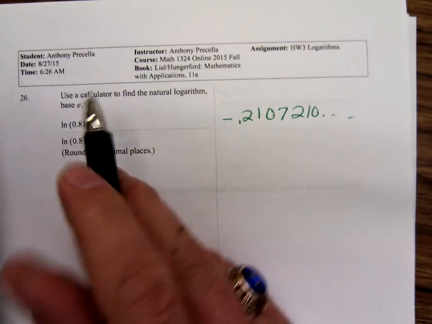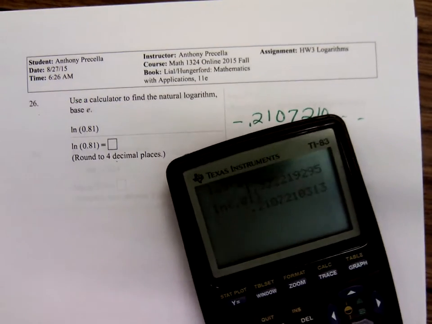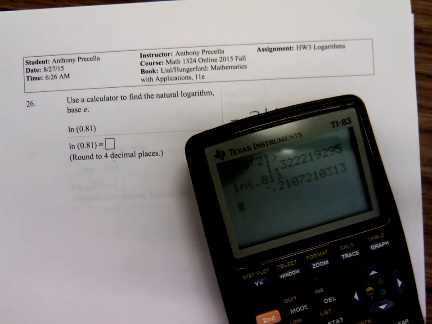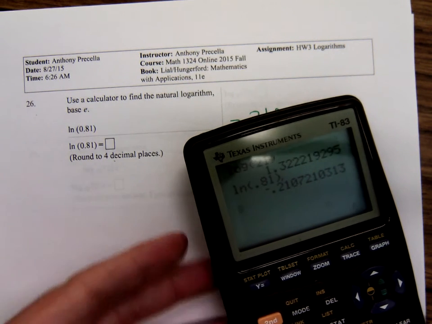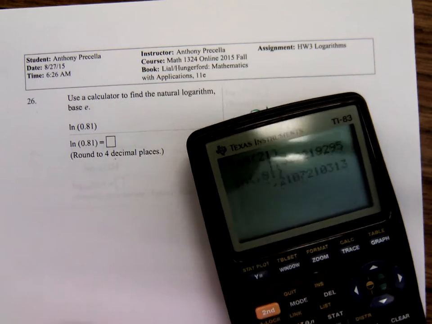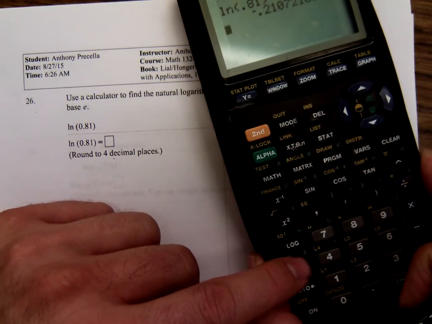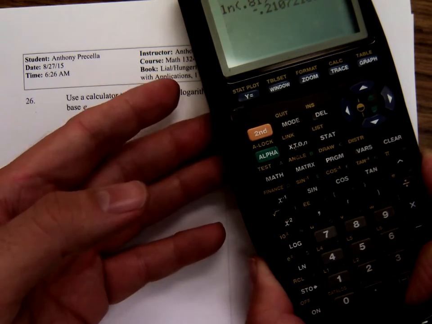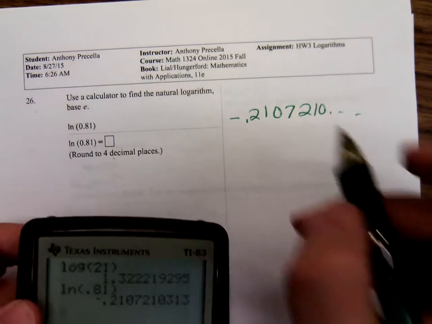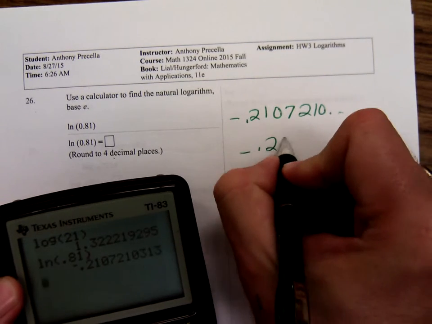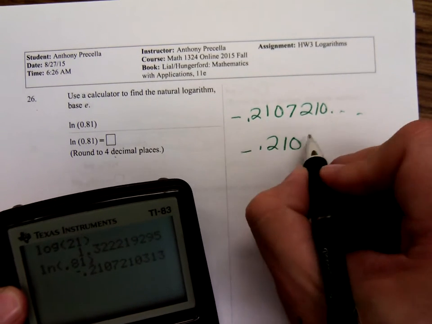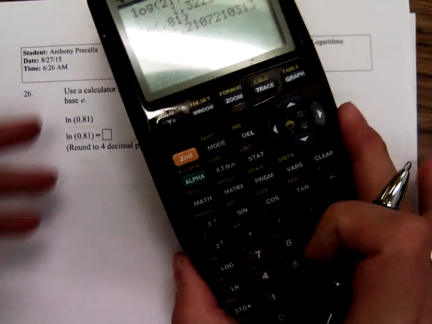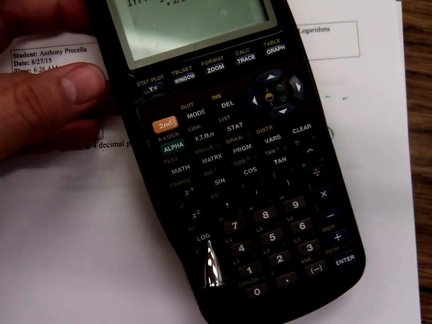And I know it's hard to read that. The glare is really bad, isn't it? So I just hit ln. Oh, that's not as bad. ln right there, 0.81. So negative 0.210. Do I leave it as a 7? Yes. So your calculator has 2 keys on it, the log and the ln.